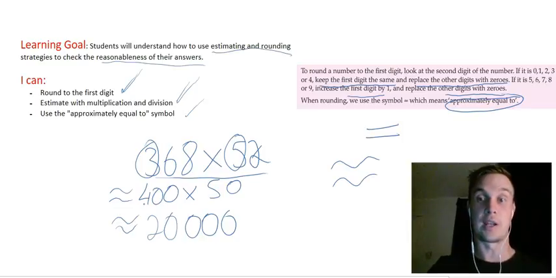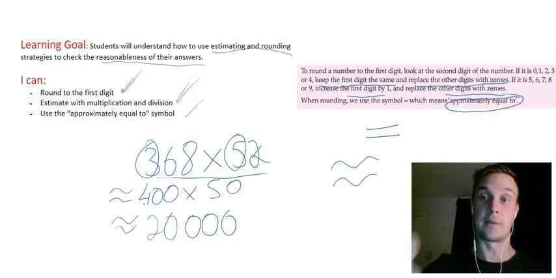As you go through, make sure you understand how we do the rounding. Write down that strategy, and if you have any notes, make sure you bring that in.